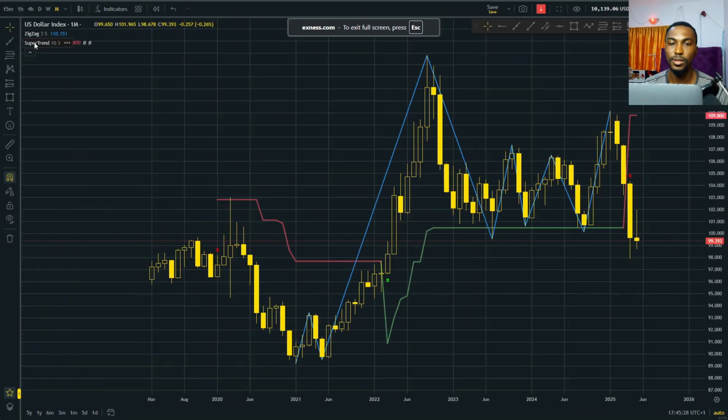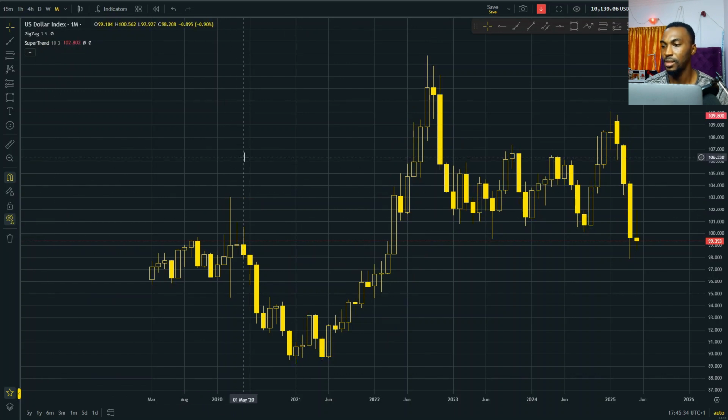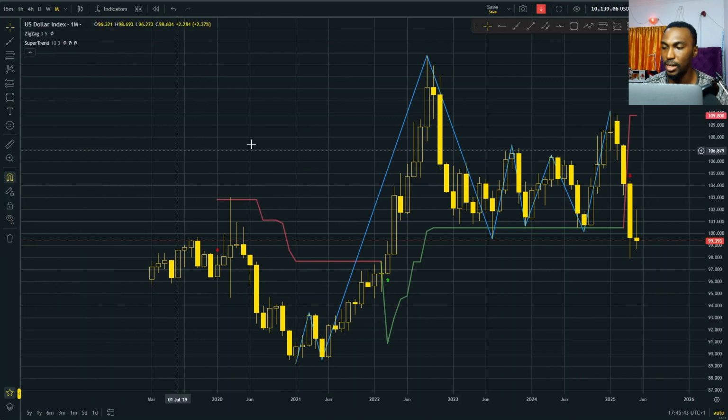So I'm going to start the US dollar index with a super clean chart, right? Let's just take out everything on the chart, hide our indicators. And clearly we can see that the last few months has been very, very bearish. I think let's put it all back on the chart.